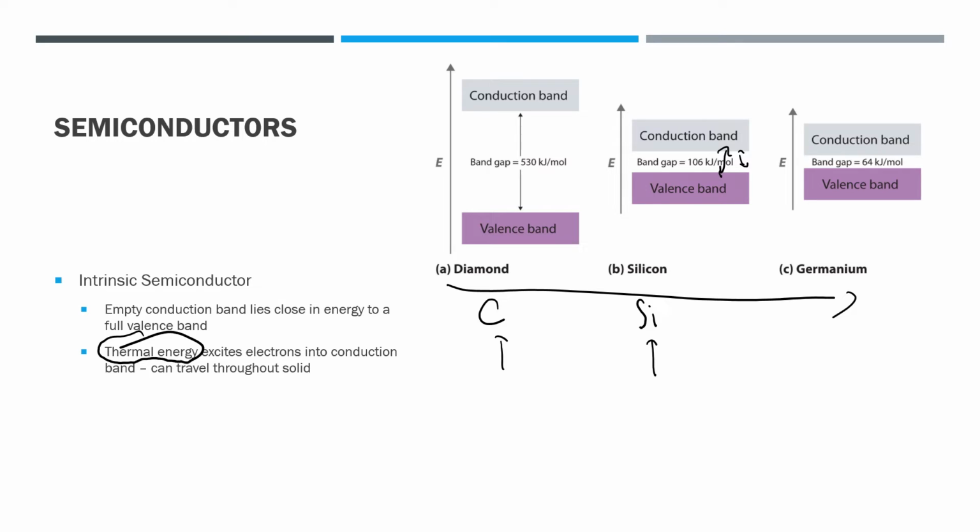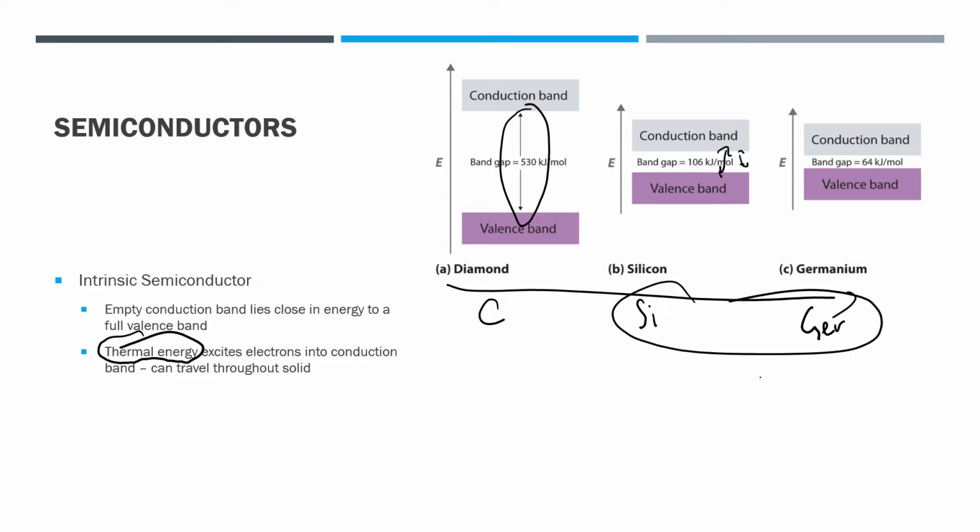So if we look at the band gaps between diamond, silicon, and germanium, we see that diamond has a much larger band gap than silicon, and silicon has a larger band gap than germanium. So this is interesting. As we go down the group, the band gap is reducing. What does that mean? So we see that diamond's an insulator, silicon and germanium have smaller band gaps and are semiconductors. But why do we have these smaller band gaps as we go down the periodic table?